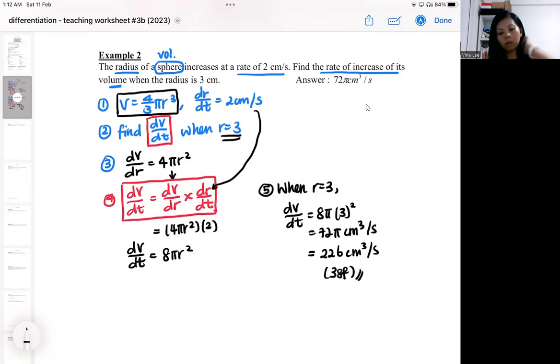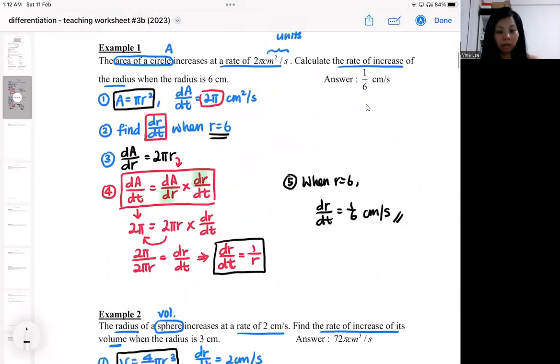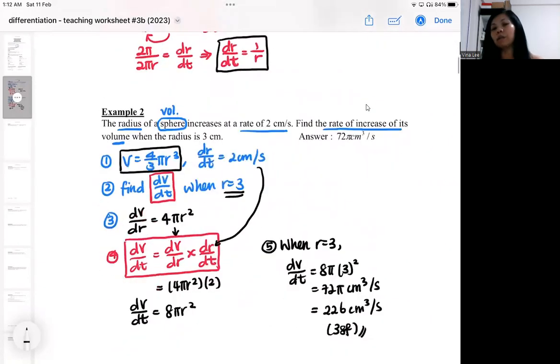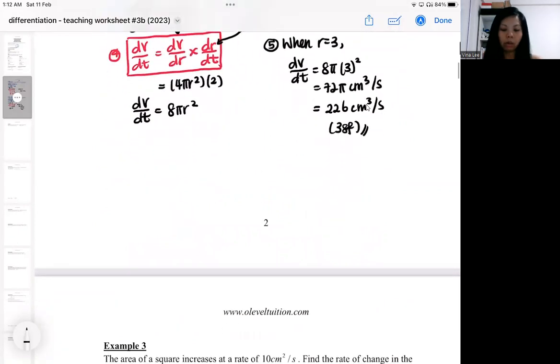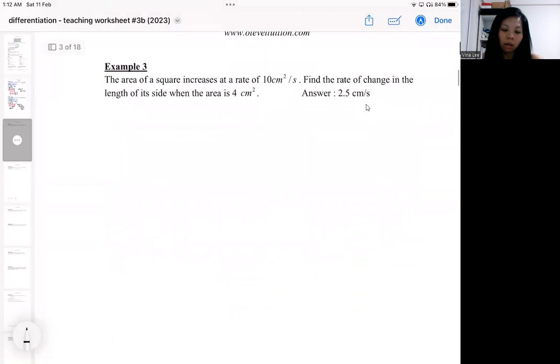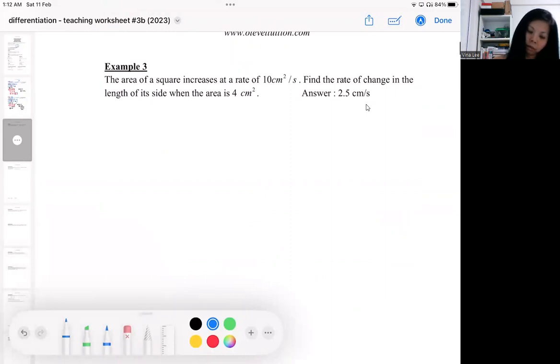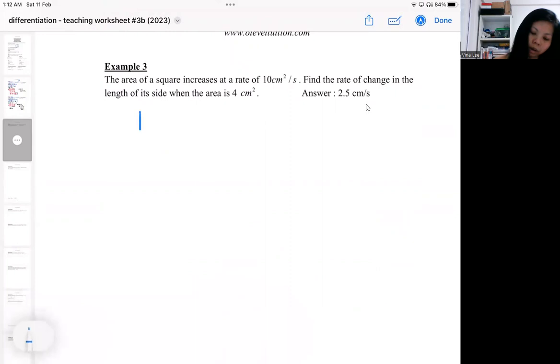Okay, so in this one, I'm using the volume of a sphere. Here, I'm using the area of a circle. So every question can have a different formula. So you will see a variety in the rest of the practice questions. Okay, so in this question here, we are dealing with a square.